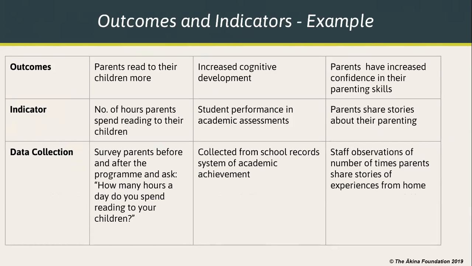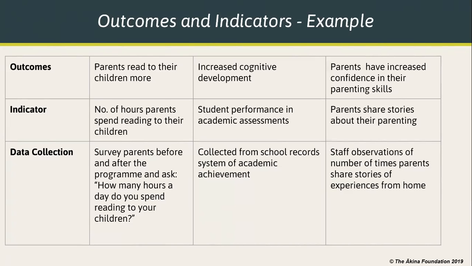So I'll show you just a quick example. Don't worry if this is overwhelming, if there's too much in here, because we're going to talk through it in steps. The outcomes along the top there, you're very familiar with outcomes now. Some example ones that we've got here are that parents read to their children more. An indicator, which we'll talk about later, is a clue that that thing is happening. So the indicator for that outcome is the number of hours the parents spend reading to their children. The way we could collect that data is we could survey parents before and after the program, asking them, how many hours a day do you spend reading to your children?